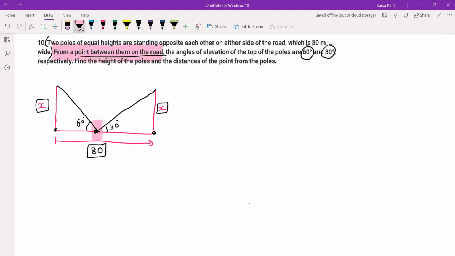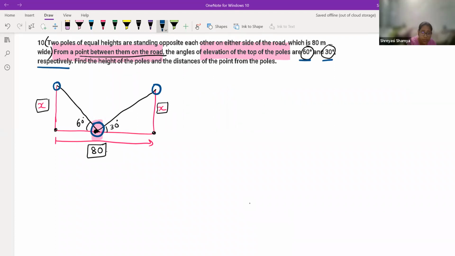The angle of elevation of the top of the poles, means from this point, the top of the poles, these two, are 60 degrees and 30 degrees respectively. Clear now, Sreyashi? Yes, sir, got it, sir. Find the height of the poles and the distance of the points from the poles.